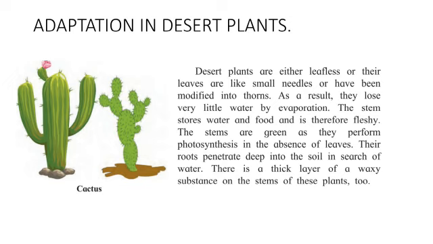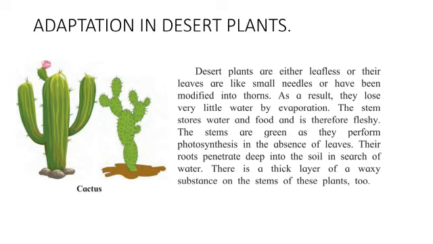Desert plants are either leafless or their leaves are like small needles or have been modified into thorns. As a result, they lose very little water by evaporation. The stem stores water and food and is therefore fleshy. The stems are green as they perform photosynthesis in the absence of leaves. Their roots penetrate deep into the soil in search of water. There is a thick layer of a waxy substance on the stem of these plants too.